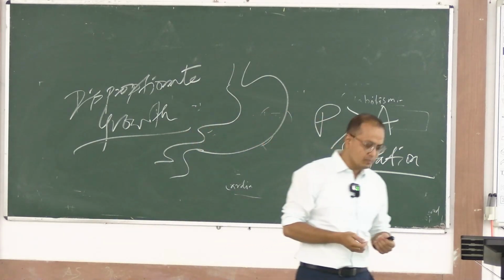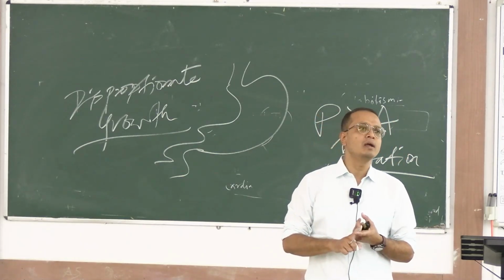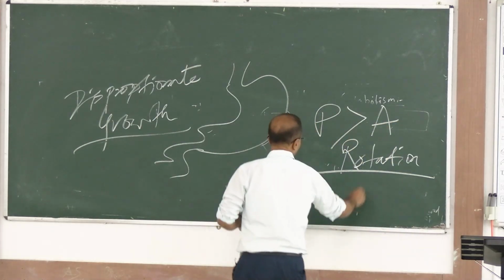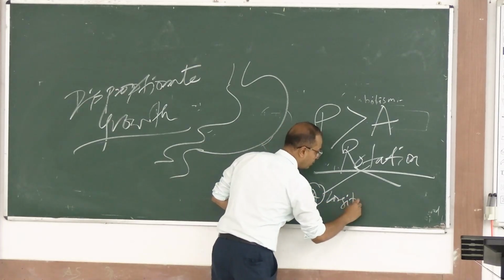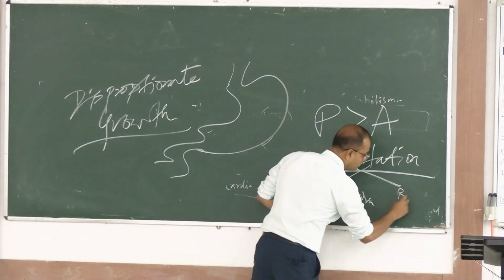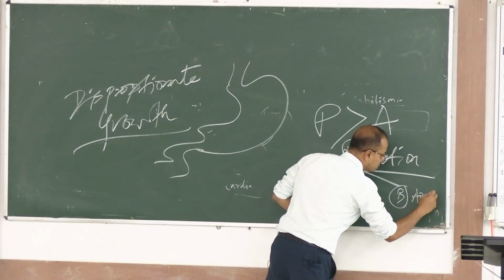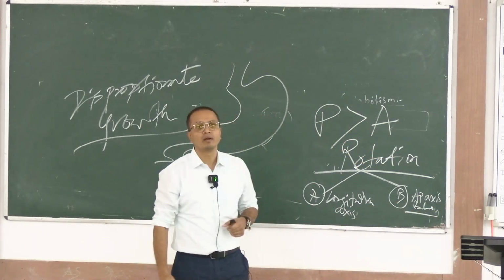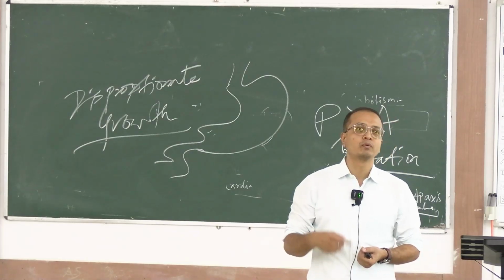What do you mean by the rotation of the stomach? The stomach moves, the stomach rotates. Now, there are two kinds of rotation. The rotation of the stomach takes place around two axes. We call them rotation A, longitudinal axis rotation, and a second rotation, B, anterior posterior axis rotation.